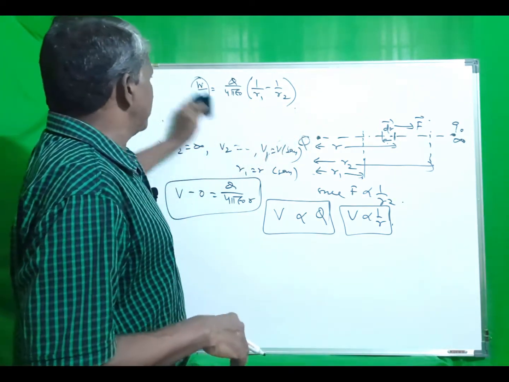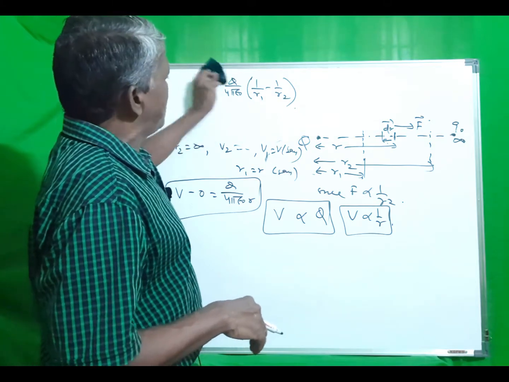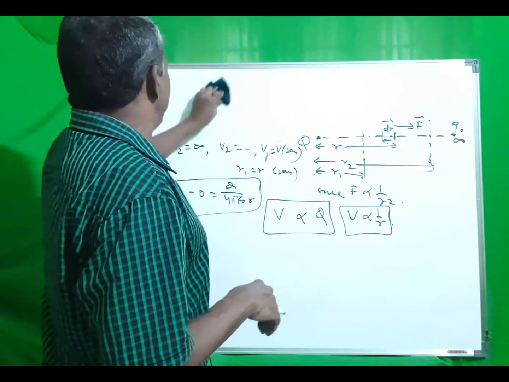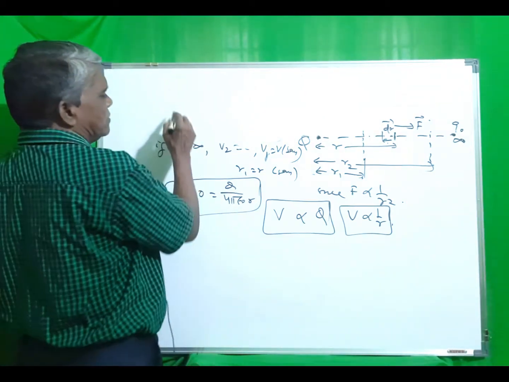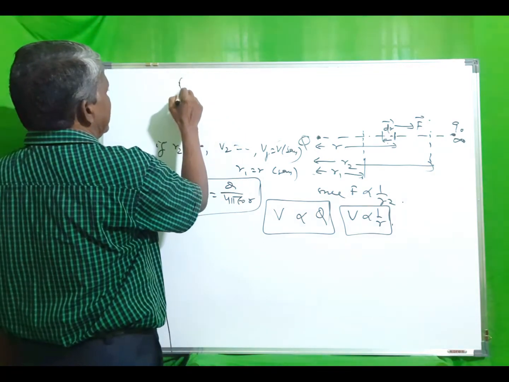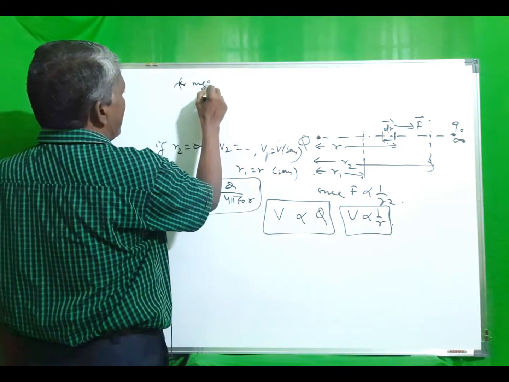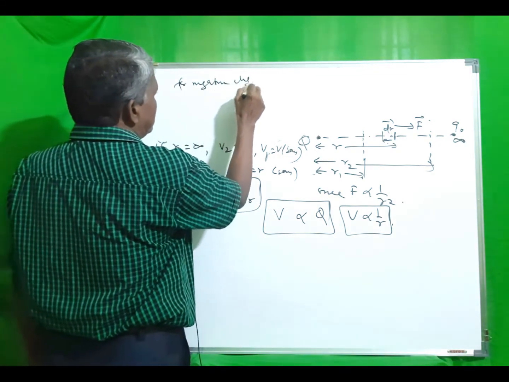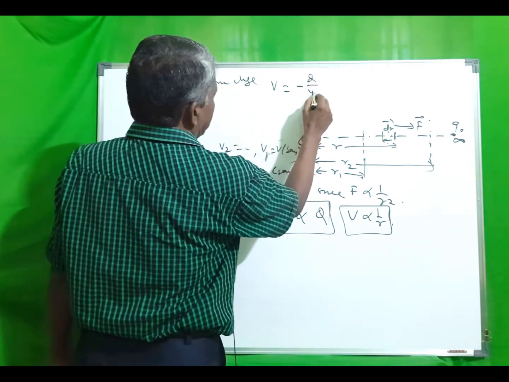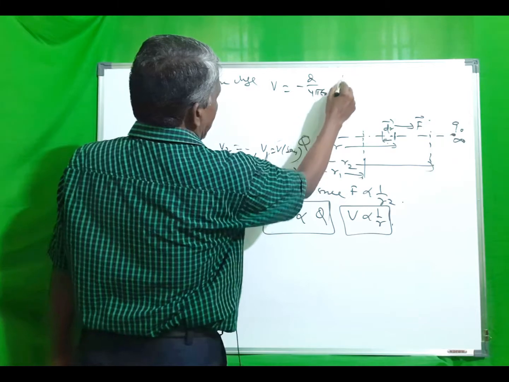So this is the case of potential at a point due to a positive charge. And if it were a negative charge, you can write minus for a negative charge, V is equal to minus Q by 4 pi epsilon 0 r.